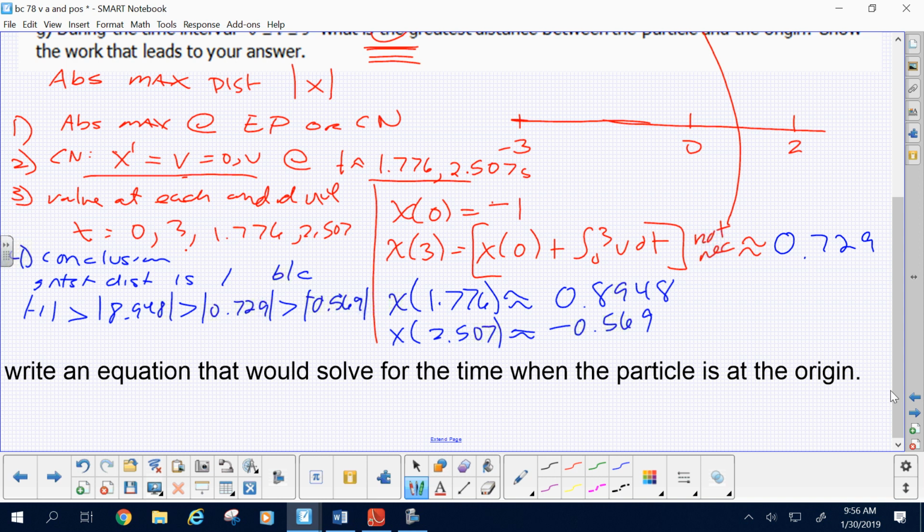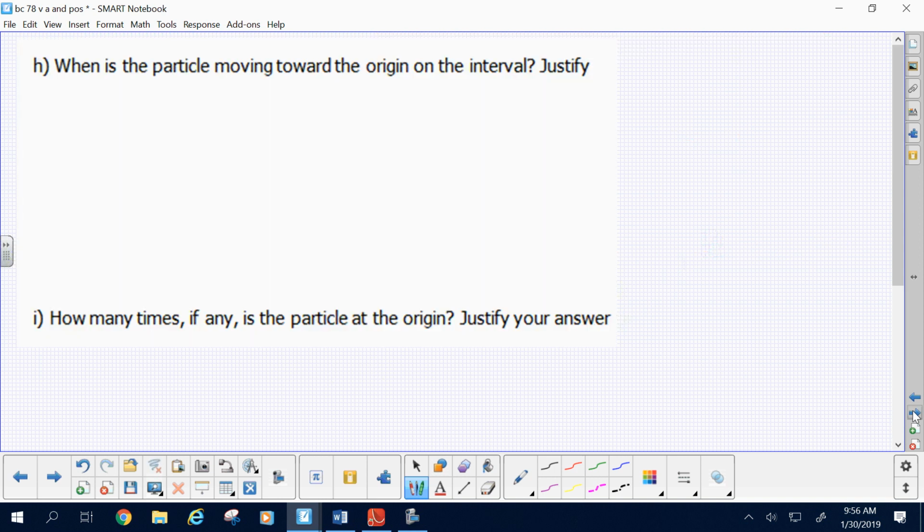Okay. Is this part of your? This isn't on yours. Okay, I'll leave it. All right. How about H? Do you have H? Yeah. All right. What is the particle moving toward the origin on the interval? It's different. What does yours say? It's the particle moving toward the origin at t equals 2.6. Oh, gotcha. At t equals 2.6. All right. A little more clear question. Cool.